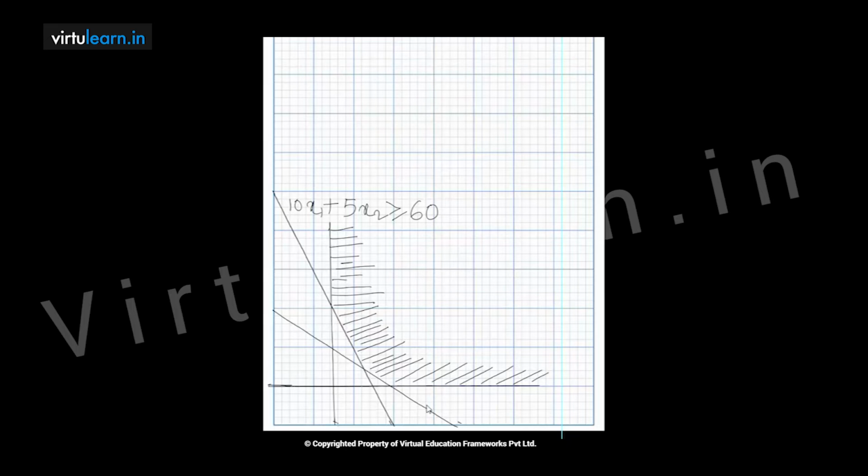With this equation, this equation is 2x1 plus 3x2 is greater than or equal to 18.